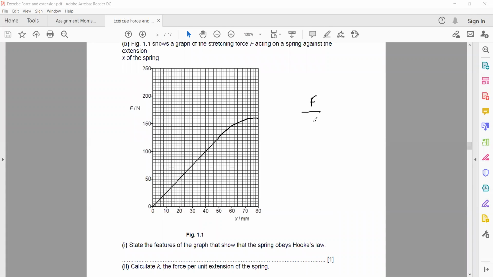And on a force and extension graph, the slope is equal to k. So they mentioned to draw for another spring which has a smaller value of k. A smaller value of k means a smaller slope, less steep. So it will be below this. This is the answer for this question on page 9. Is it clear now?